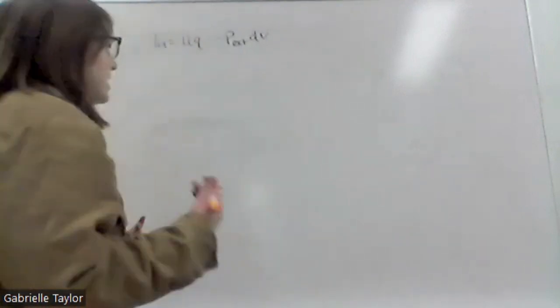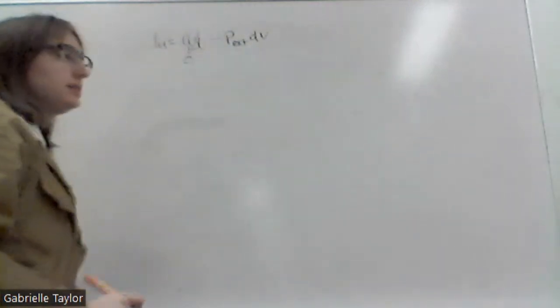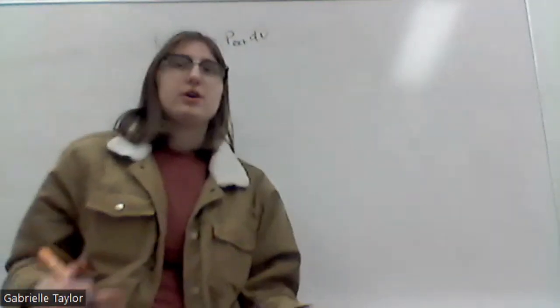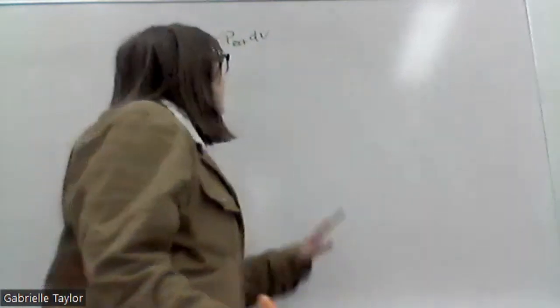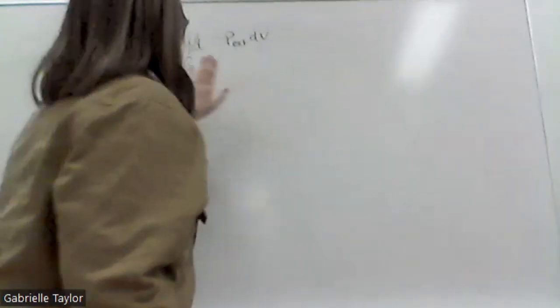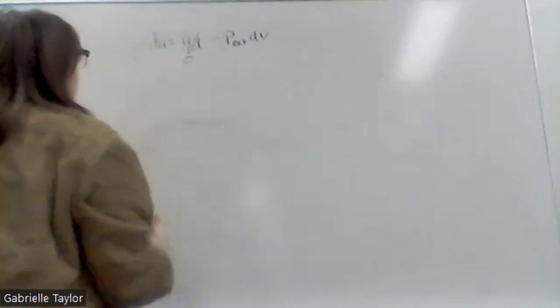So that means there's no heat added to the system, so this is going to be 0. And we also know this is reversible. Reversible means our external pressure is going to be equal to our internal pressure, so we can also use our ideal gas law in this one as well. So let's continue.